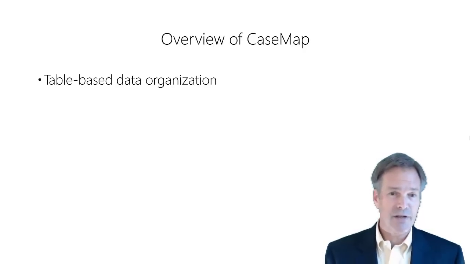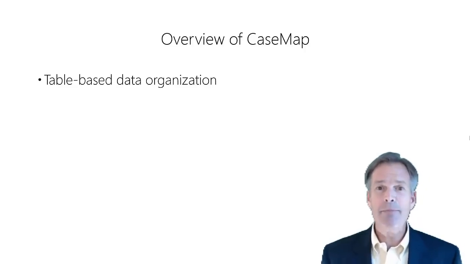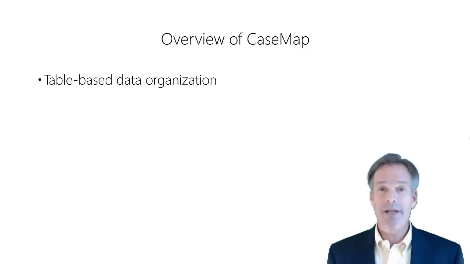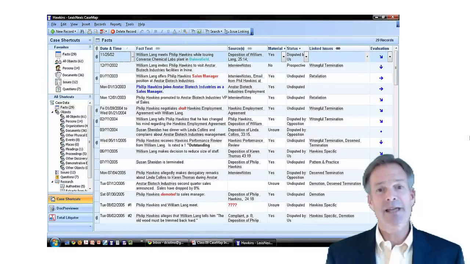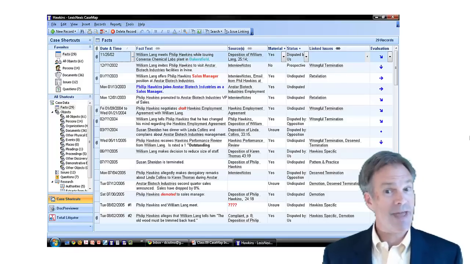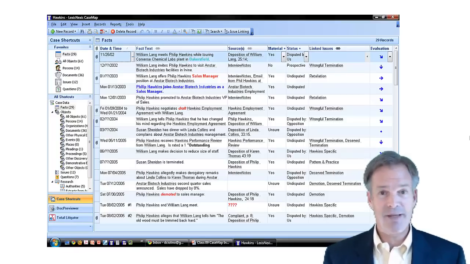Well, at a high level, CaseMap is a table-based method of organizing data. And by table-based, I mean it looks like this. This is a very, very familiar format. It's one that we've all dealt with if we've dealt with Excel, if we've dealt with just simple tables with rows and columns in Word or WordPerfect.